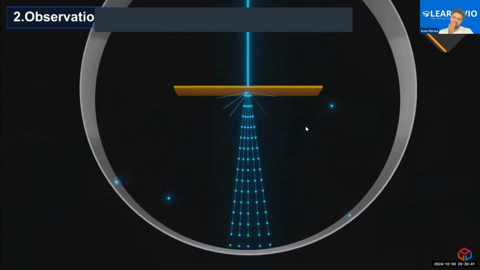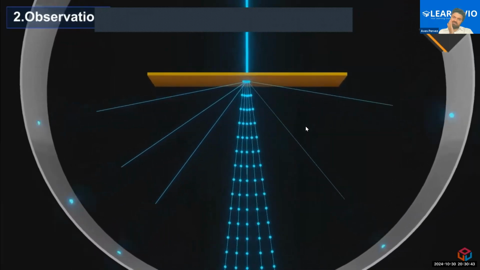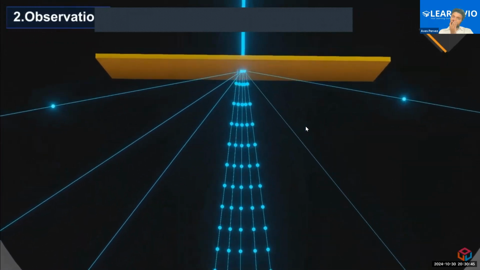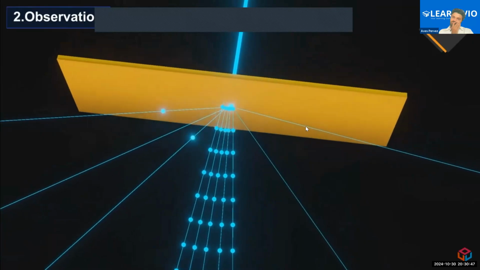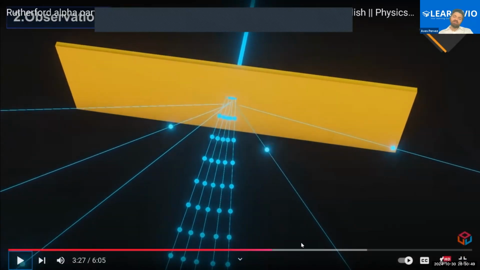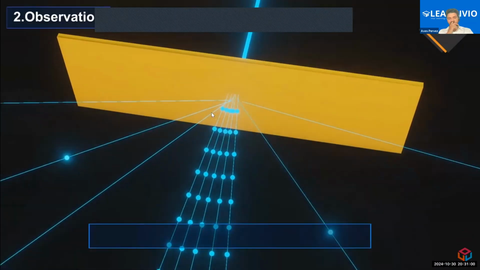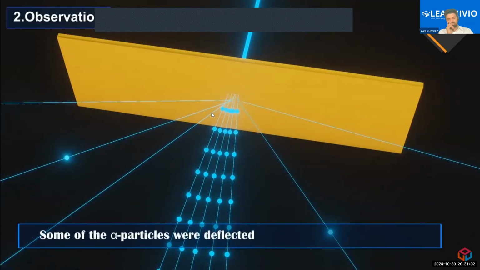Second observation: some alpha particles were deflected at very small angles. This indicates that some of the alpha particles are deflected at small angles. It means there is some charged particle present in the atom through which the alpha particle is deflected. Some of the alpha particles were deflected by the foil by a small angle.